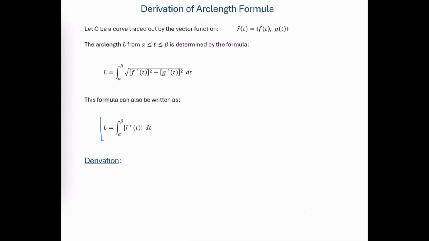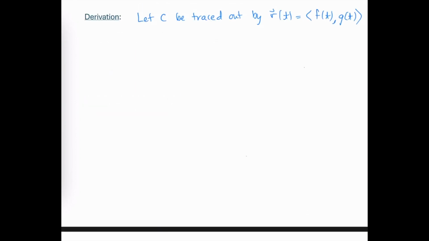And a more compact and convenient notation for this arc length formula is that the integrand is the magnitude of the derivative of the original position vector function, or the magnitude of the velocity vector. So we begin again with that declaration that C is traced out by some vector function where the x component is a function of the parameter and the y component is a function of the parameter.